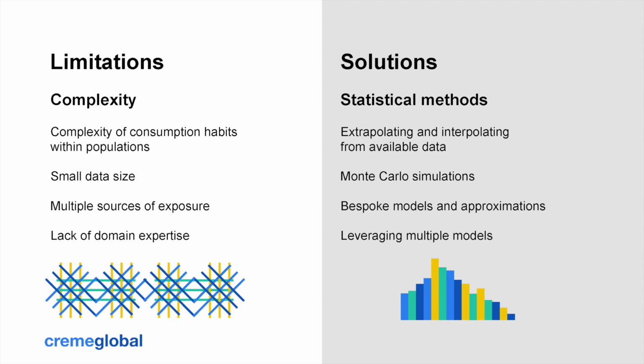For example, we can extrapolate and interpolate from available data. So if we know a couple of values, we can create distributions to cover the whole range of possibilities. As a solution for a small data size problem, we can apply Monte Carlo simulations, which is one of the features of all the models developed in Creme Global. We can also use bespoke models and approximations depending on our problem, and we can leverage multiple models if we have many routes of exposure.